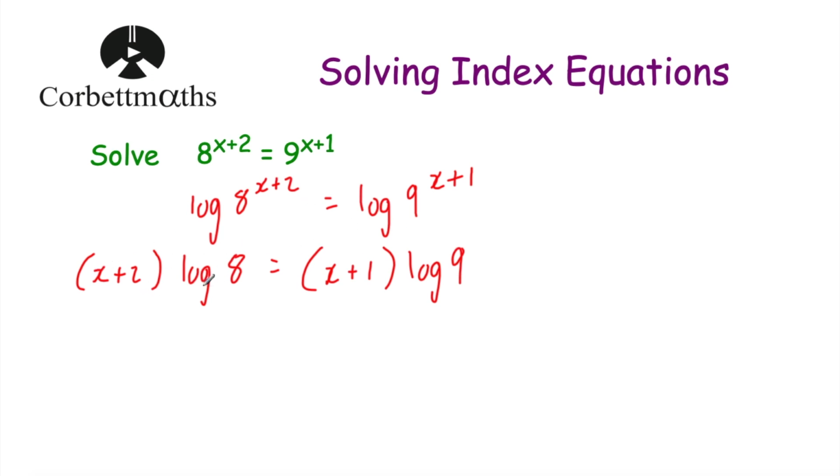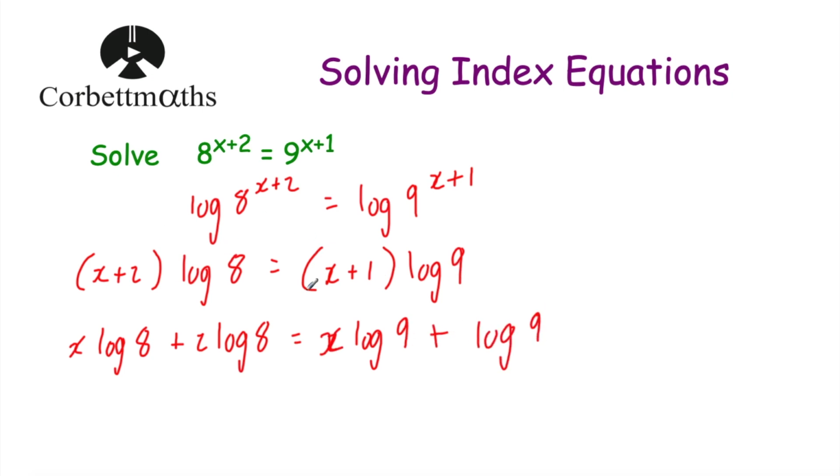So x times log 8 will be x log 8, and then 2 times log 8 will be plus 2 log 8. And then on the right-hand side, x times log 9 will be x log 9, and then we've got 1 times log 9, so it's going to be plus log 9. So we've brought down our powers and expanded our brackets, and we've got x log 8 plus 2 log 8 is equal to x log 9 plus log 9.